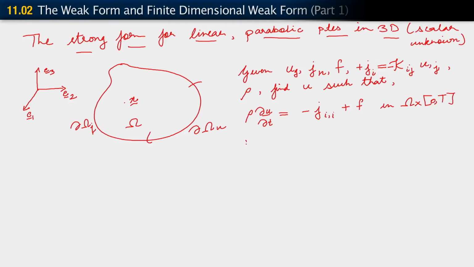Okay, for boundary conditions, we have the same sort of boundary conditions that we encountered when we did the steady state problem, right? U equals UG on the Dirichlet boundary, and minus JI NI equals J sub N, the heat influx or the mass influx on the Neumann boundary.